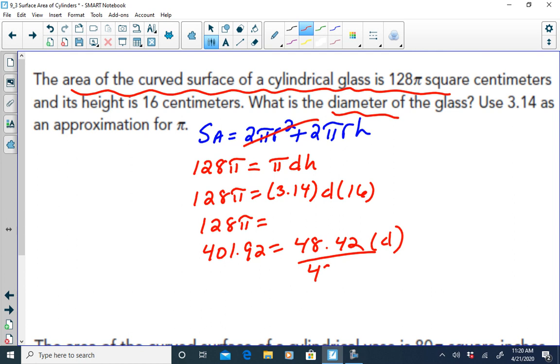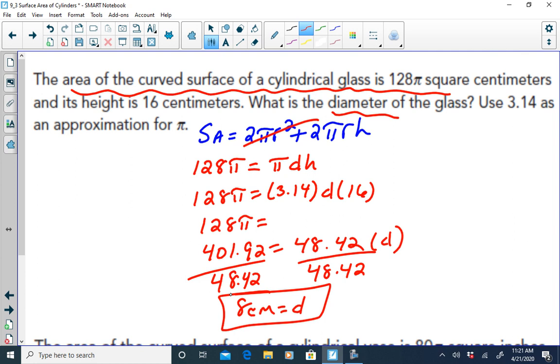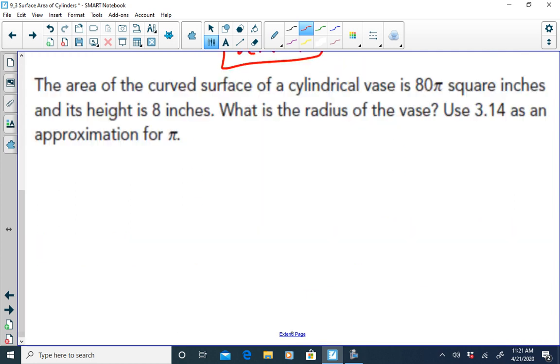Divide both sides by that 50.24. And that should give us, let's see, that's about 8 centimeters for the diameter. All right, should be about 8 centimeters for the diameter. All right. Okay, last one.